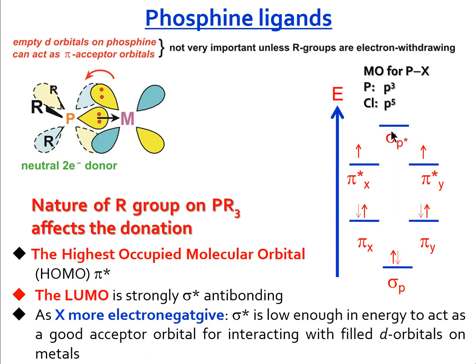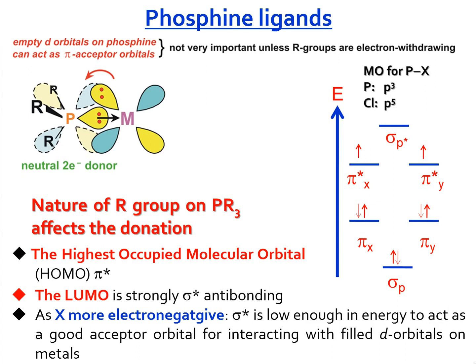If sigma star P has higher energy, it would not become stable, so it cannot receive electrons. As X is more electronegative, like this Cl, the energy of sigma star P will decrease. So sigma star will be low enough in energy to act as a good acceptor orbital for interacting with d orbitals on the metal. So phosphine is always a sigma donor.